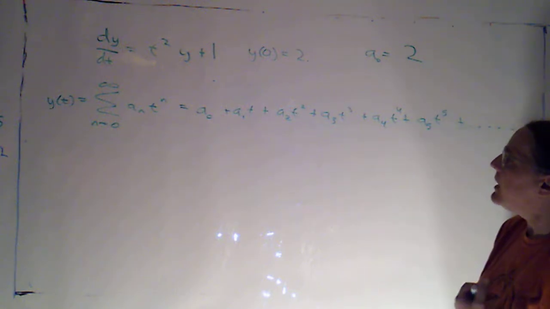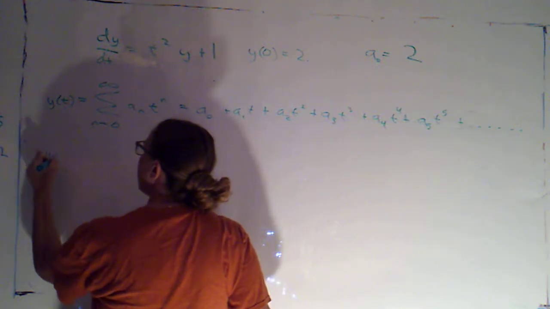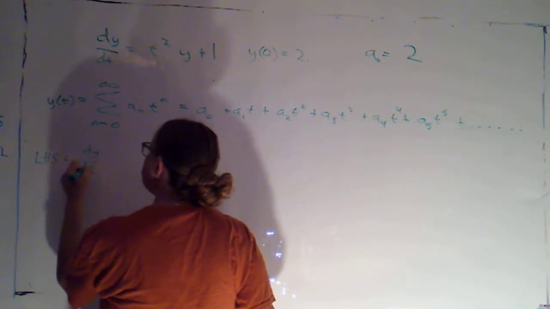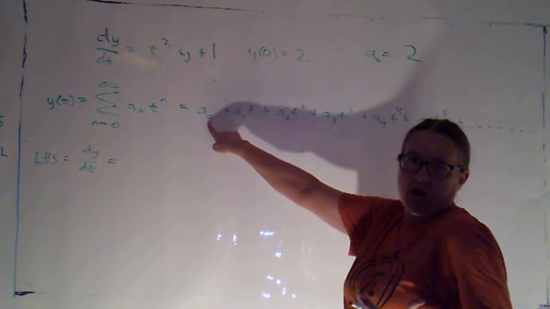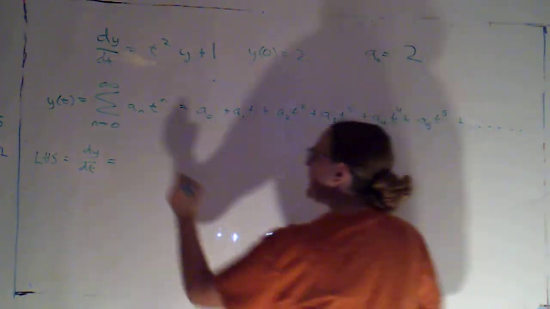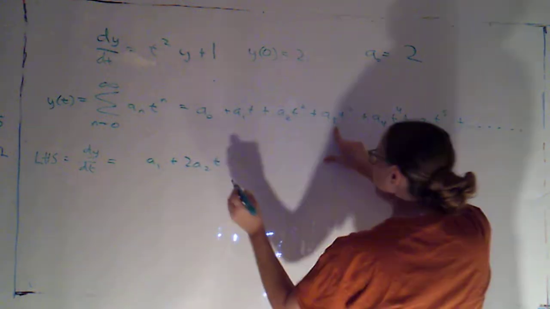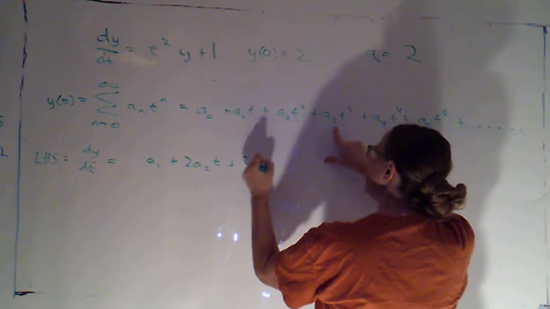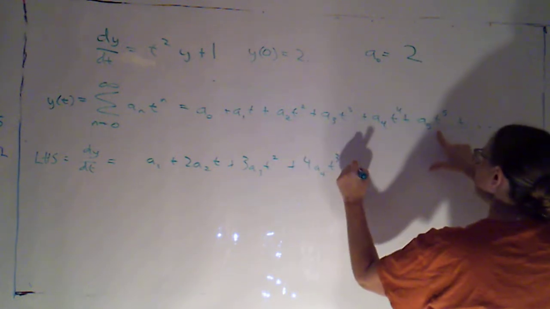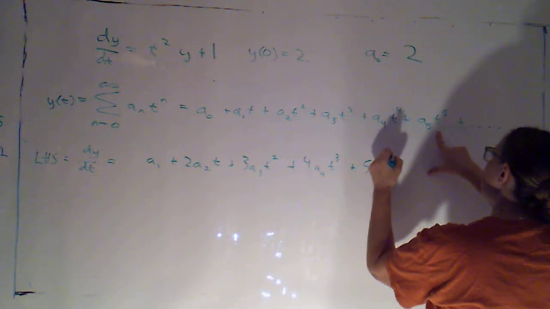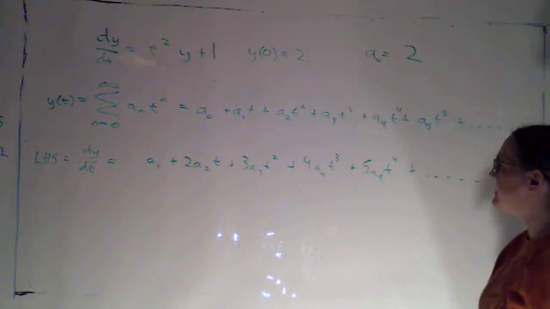Okay. All right, so now I'm going to start working with my differential equation. The left-hand side is just dy by dt. And I'm going to just write that out term by term. So the derivative of a constant is just 0, but I'm going to get a1 plus 2 a2 t, plus 3 a3 t squared, plus 4 a4 t cubed, plus 5 a5 t to the fourth, plus, plus, plus. And I can pretty much see what's going to happen.